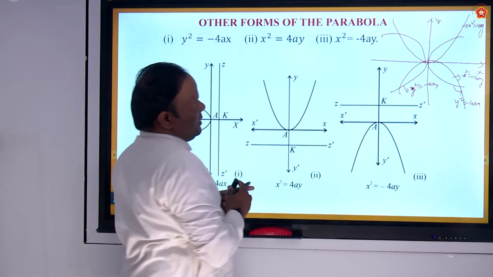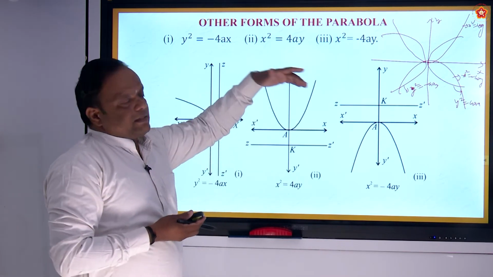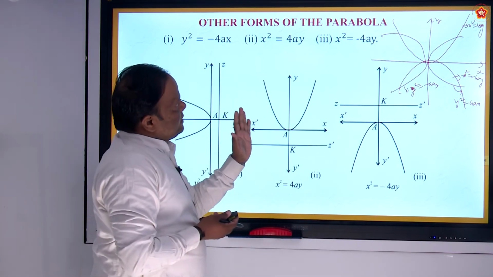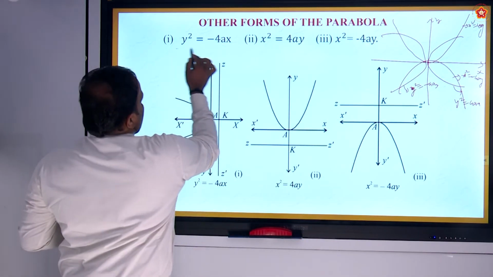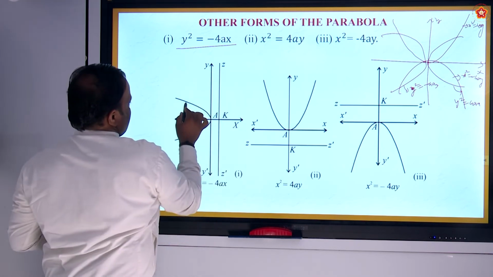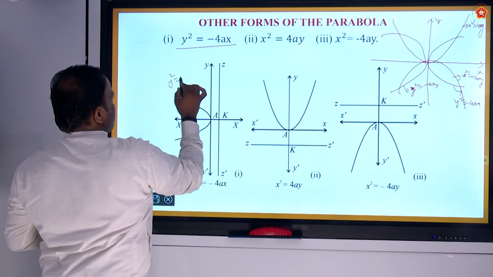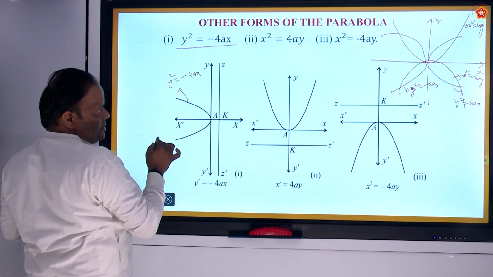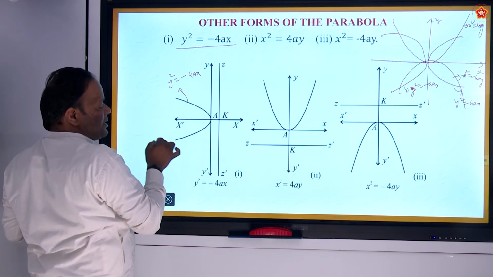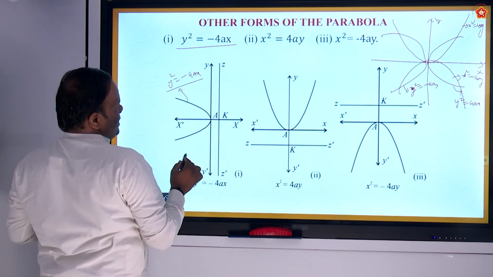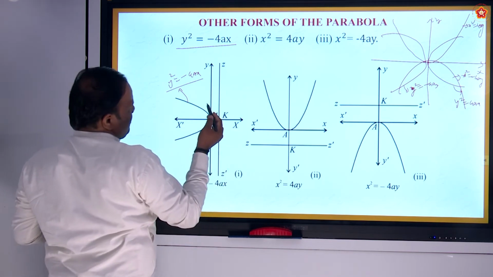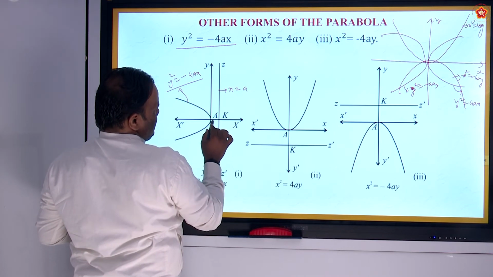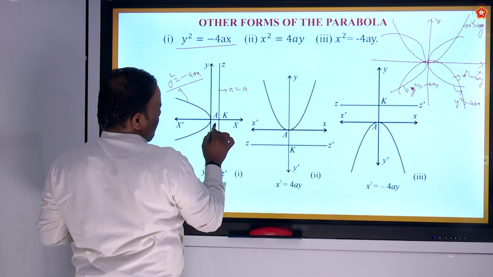Observe all the three figures. Already one figure we learned in the previous slide, the standard equation of parabola, where the axis of parabola is the positive direction of x-axis. Here are three more figures, three forms of the parabola. The first one is y square equal to 4ax. This one is y square is equal to minus 4ax, because the axis of parabola is x-axis, but here the axis of parabola is the negative direction of x-axis. Therefore, y square is equal to minus 4ax. What is equation of directrix here? x equal to plus a, because this is origin and here is a.